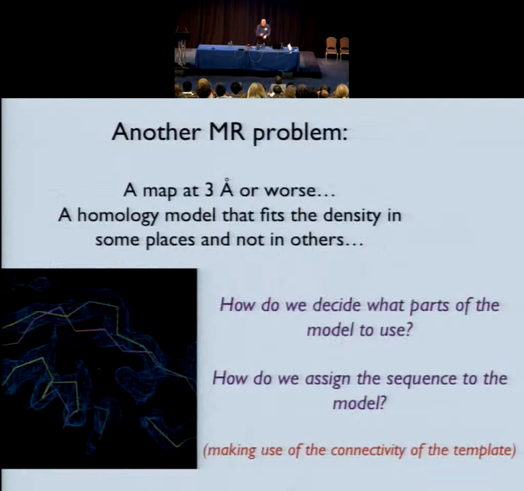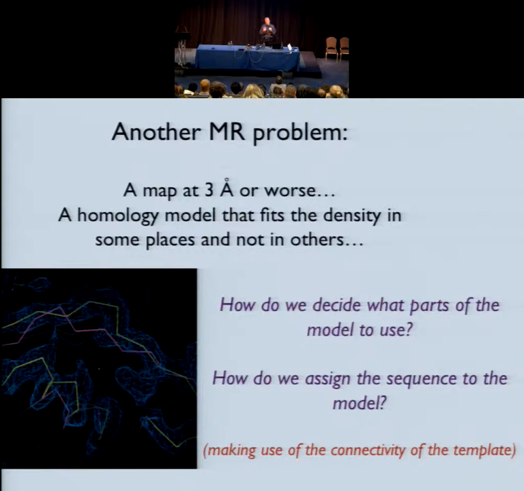Okay. So for the last few minutes, I want to talk about another problem that is also related to this one. And the solution is going to make use of information that's already there in our template structure. The case here I'm going to talk about is where we have a relatively low resolution map. Maybe it's not all that great. And we've got our homology model. We've morphed it into our density. It's as good as it's going to be.